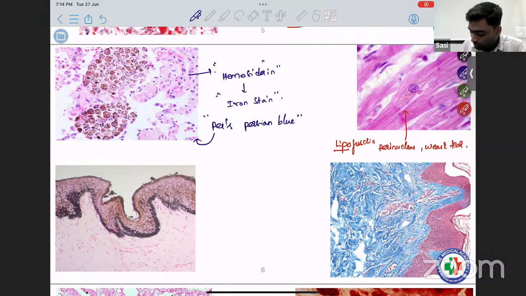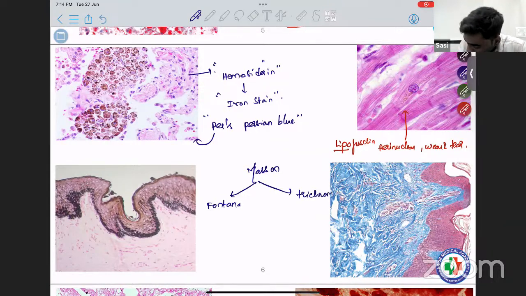Okay, next one, we'll move on to some other stains. They are known as the Masson group of stains. In these Masson stains, there are two stains you need to remember. One is the Masson Fontana, and the next one is the Masson trichrome. If you see this Masson Fontana stain, it will be useful to stain which one of the pigments?